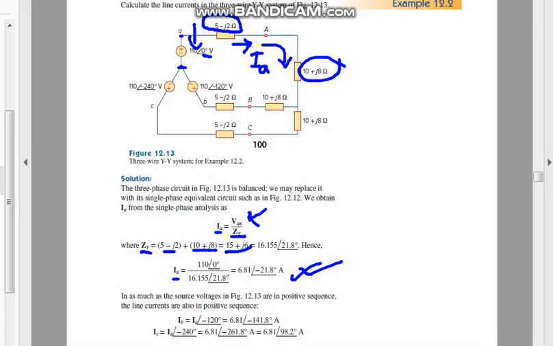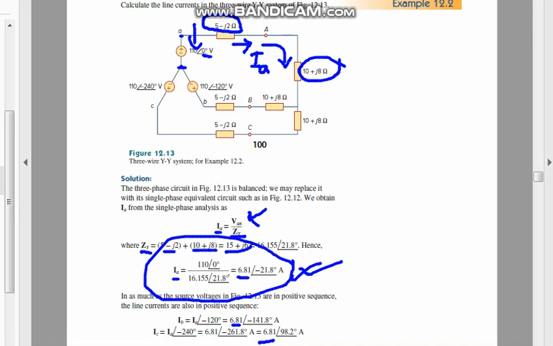If you find the first line current, as it is a balanced system, you have to know which sequence is being followed. If you find a single line current, you can always find the other ones too, because this 6.81 magnitude is pretty important. This magnitude will be the same for all line currents, because it is a balanced system. A balanced system has similar phase voltages and similar load impedances, so they will get a similar current on each line.